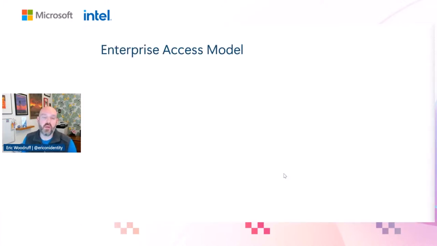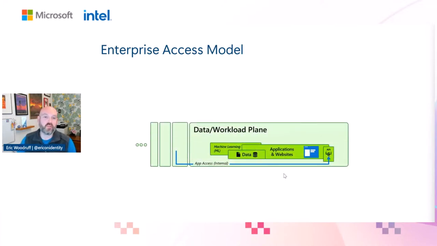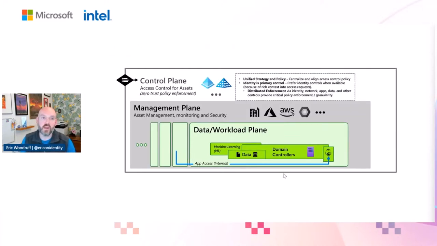So we're going to pivot a bit and talk about the enterprise access model. If we look at the enterprise access model, we'll build this out, but we'll focus on the data and workload plane. The data and workload plane is our IaaS and our PaaS, all these things that we're running and consuming as services in Azure. We'll tweak this a little bit here. So we can see we're focusing on domain controllers being in that data and workload plane. These are DCs running as IaaS VMs in Azure. Pretty straightforward. So we add in the management plane and the control plane.